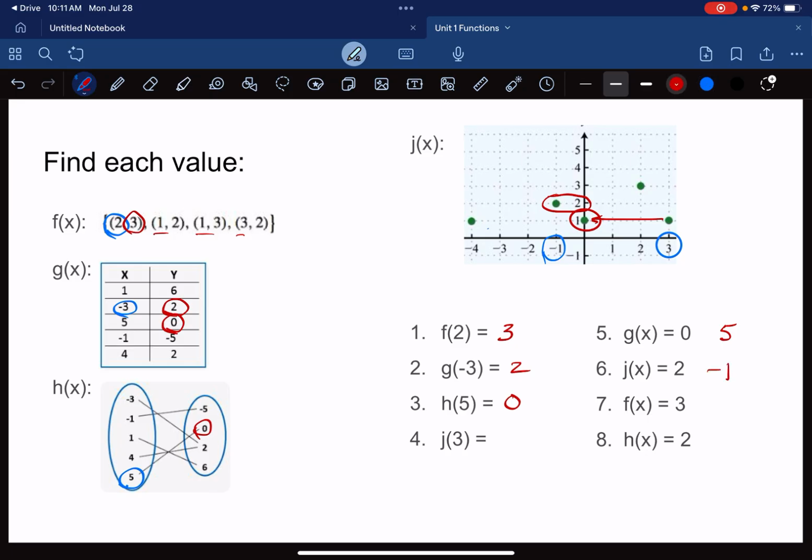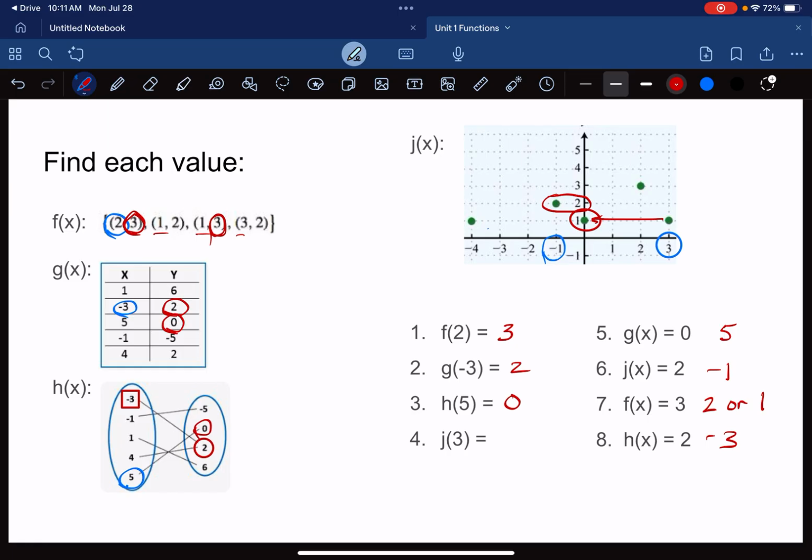F of x is 3. So I see that an output of 3 appears twice, here and here. And so the inputs are either 2 or 1. And then h of x, h of 2. What makes h of x 2? Well, here's 2, and it came from a negative 3.